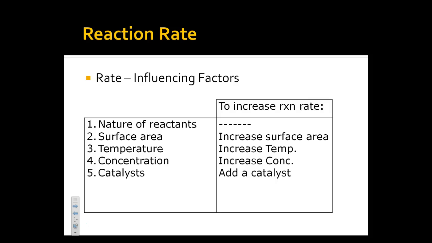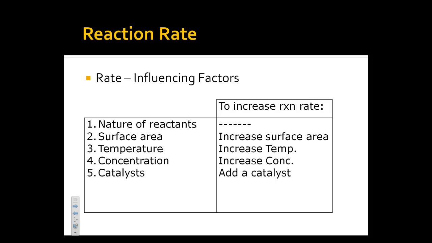Temperature. If you increase temperature, you're going to increase the reaction rate, because as you increase temperature, your particles are going to be moving faster. You raise the average kinetic energy. So they're going to be more likely to hit, and when they hit, they're going to be more likely to have enough energy, which is part of that component to having an effective collision.